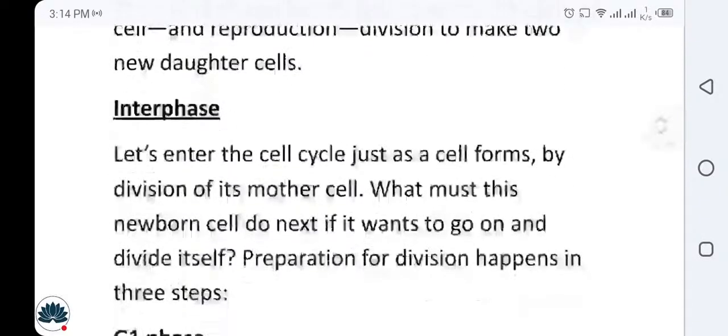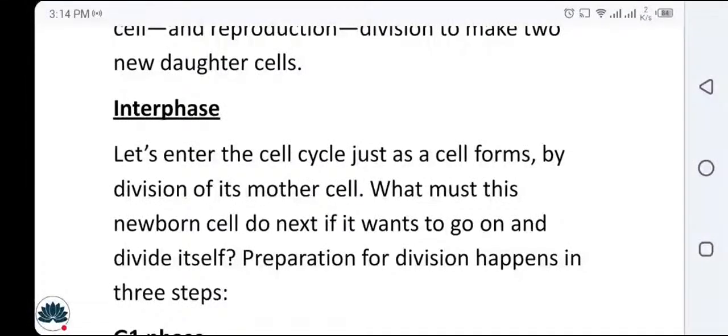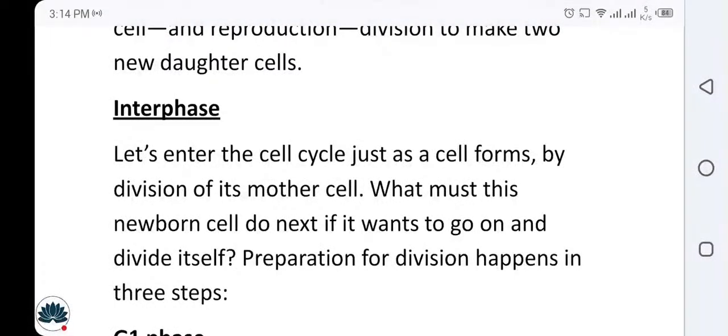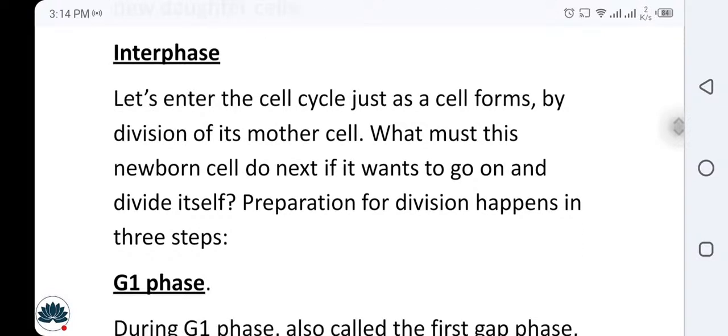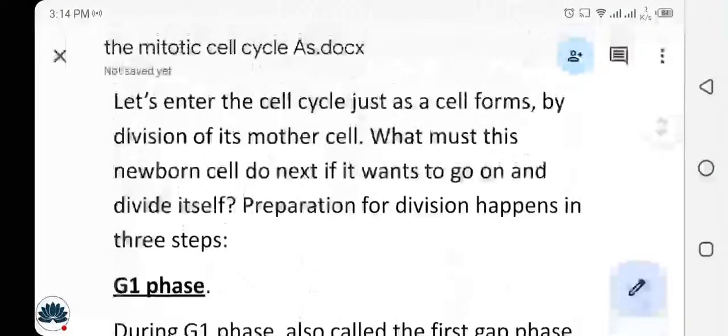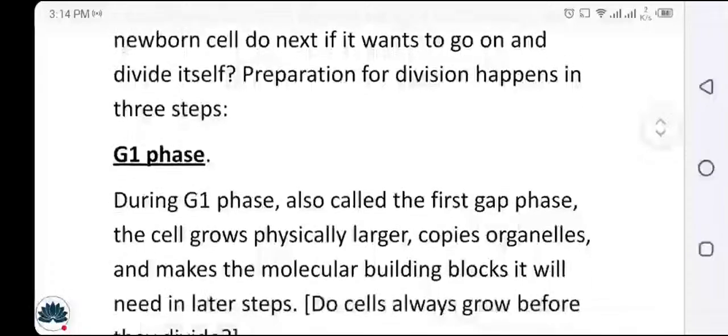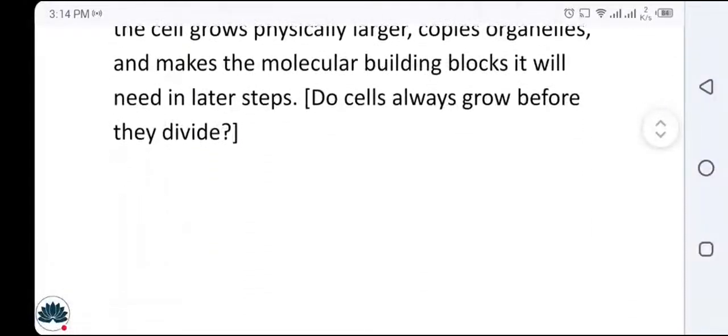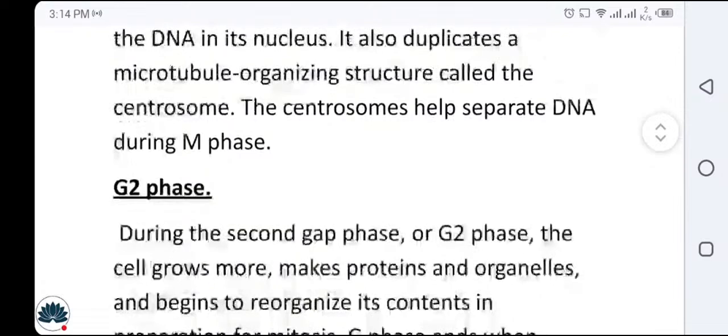So, what is interphase? Let's enter the cycle just as a cell is formed by division of its mother cell. It is a single parent, alright? What must this newborn cell do next if it wants to go on and divide itself? Preparation for division happens in three steps, which is what we have been calling interphase. In interphase, there are three steps: G1 phase, then S phase, and then G2 phase.